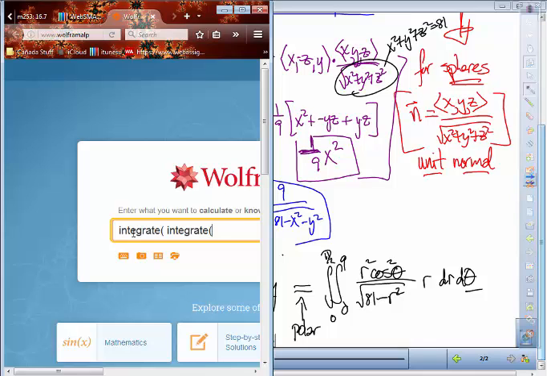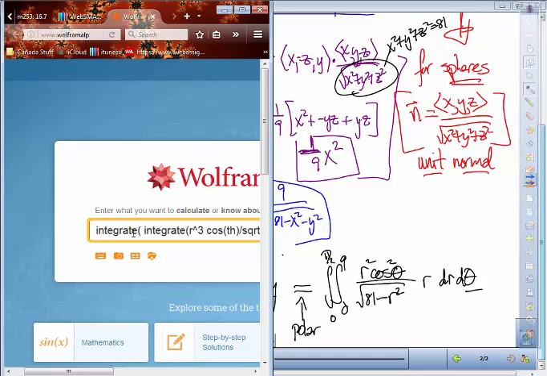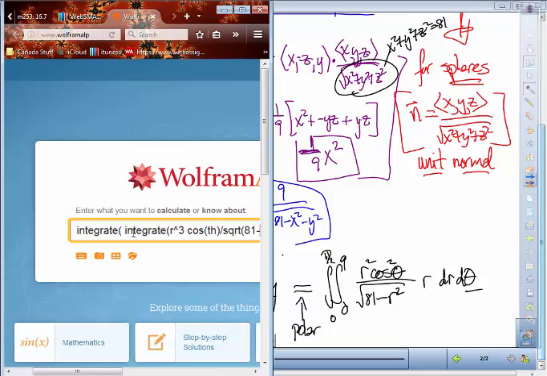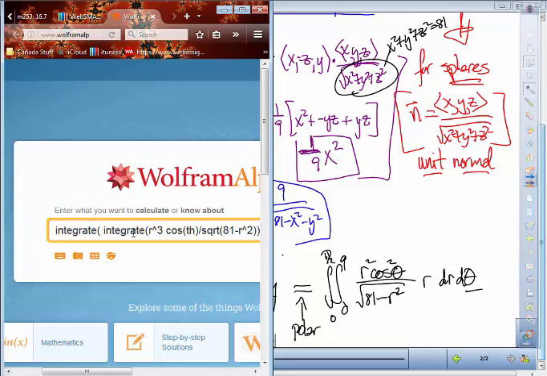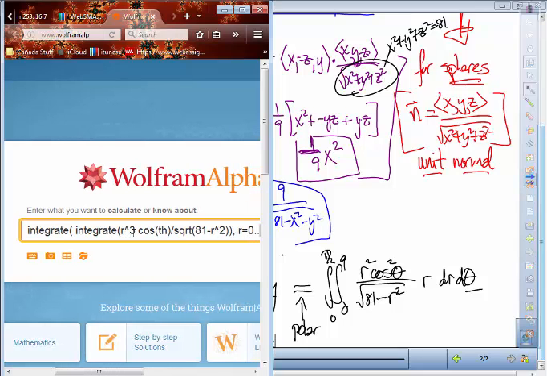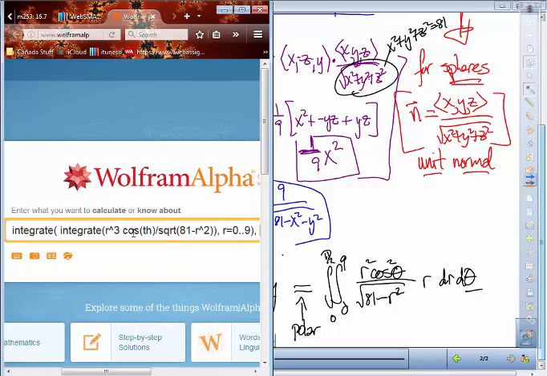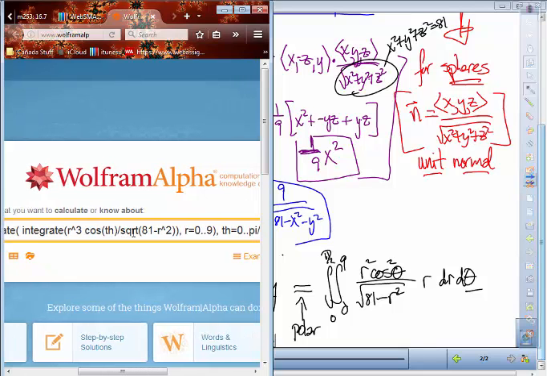So we're going to integrate r to the third cosine theta divided by square root of 81 minus r squared. So the r is already taken care of. We're going to take r from 0 to 9, and then we're going to take theta from 0 to pi over 2.